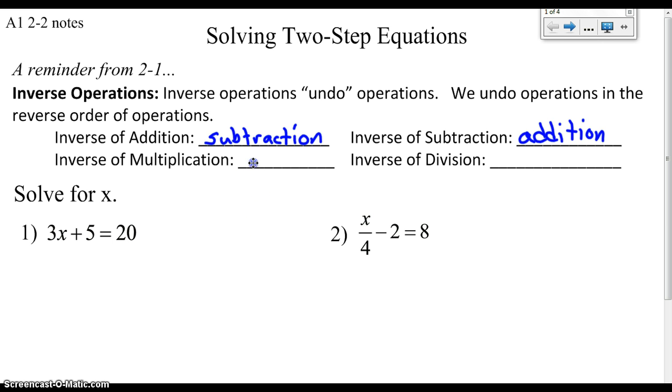Now for multiplication and division, they have a similar relationship. Division undoes multiplication, where multiplication undoes division. Let's do some examples where we work with this. Although I should highlight one part of this that I've skipped over a little bit. It says we undo operations in the reverse order of operations.